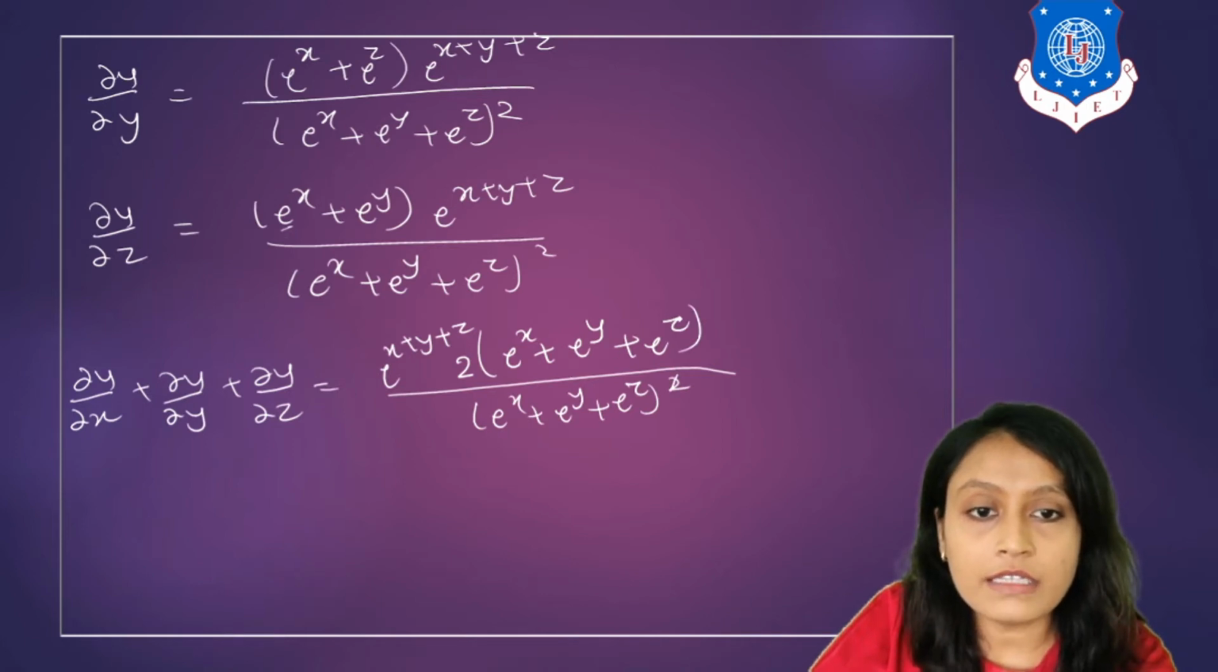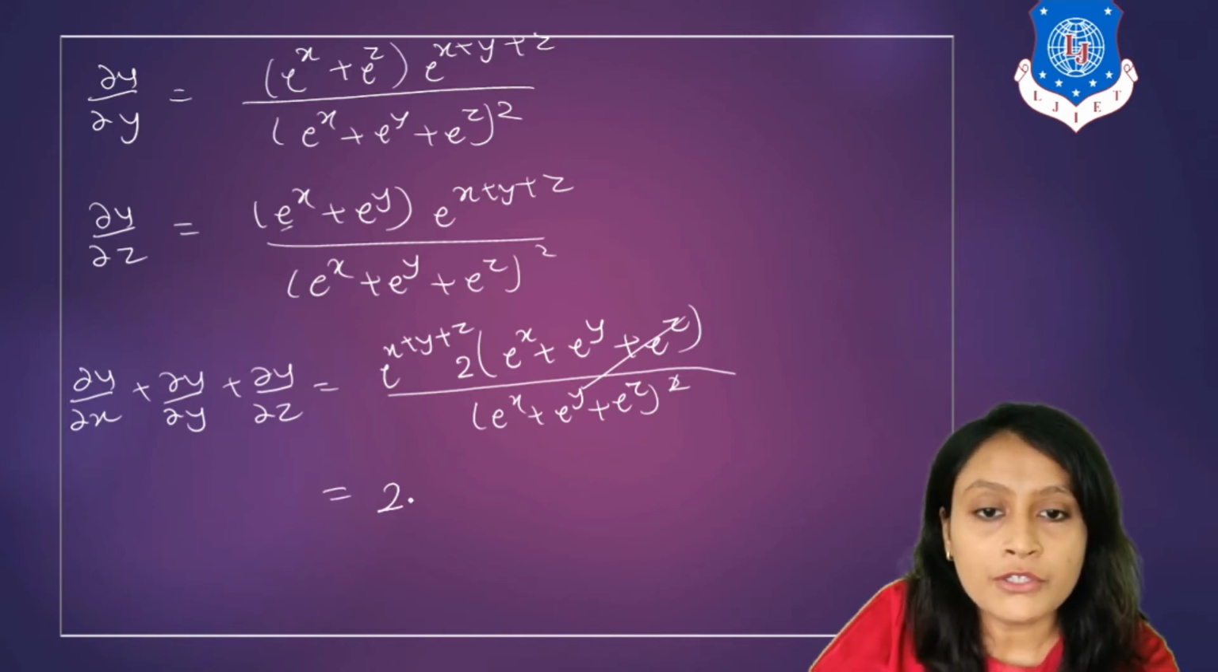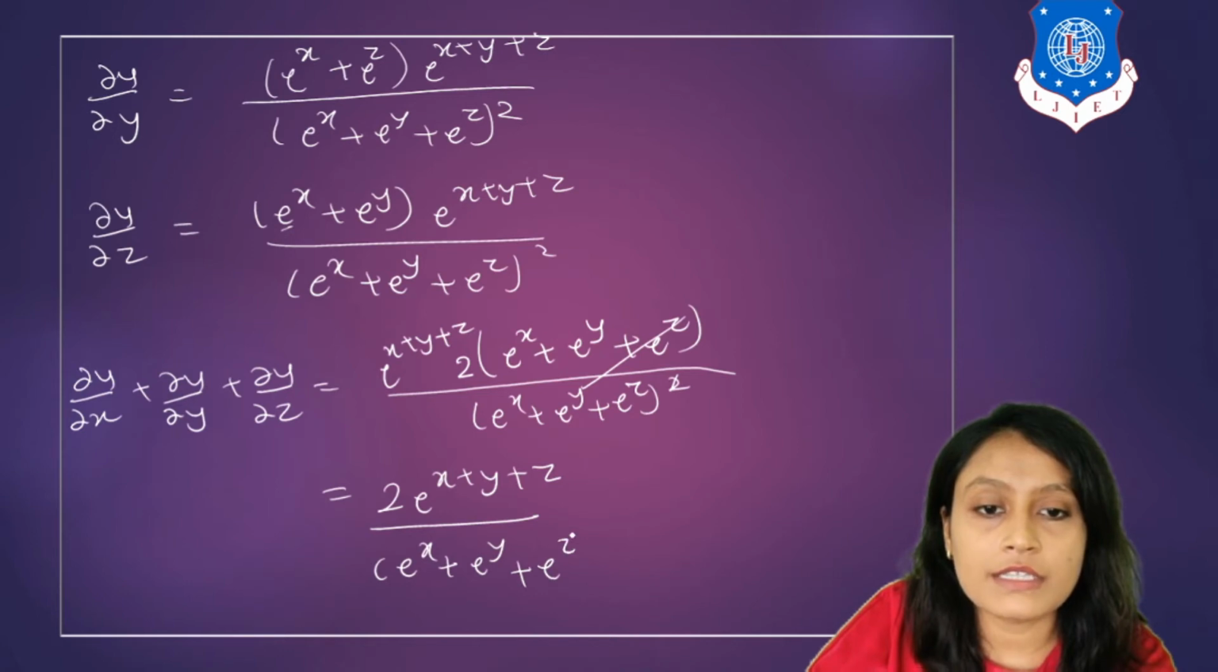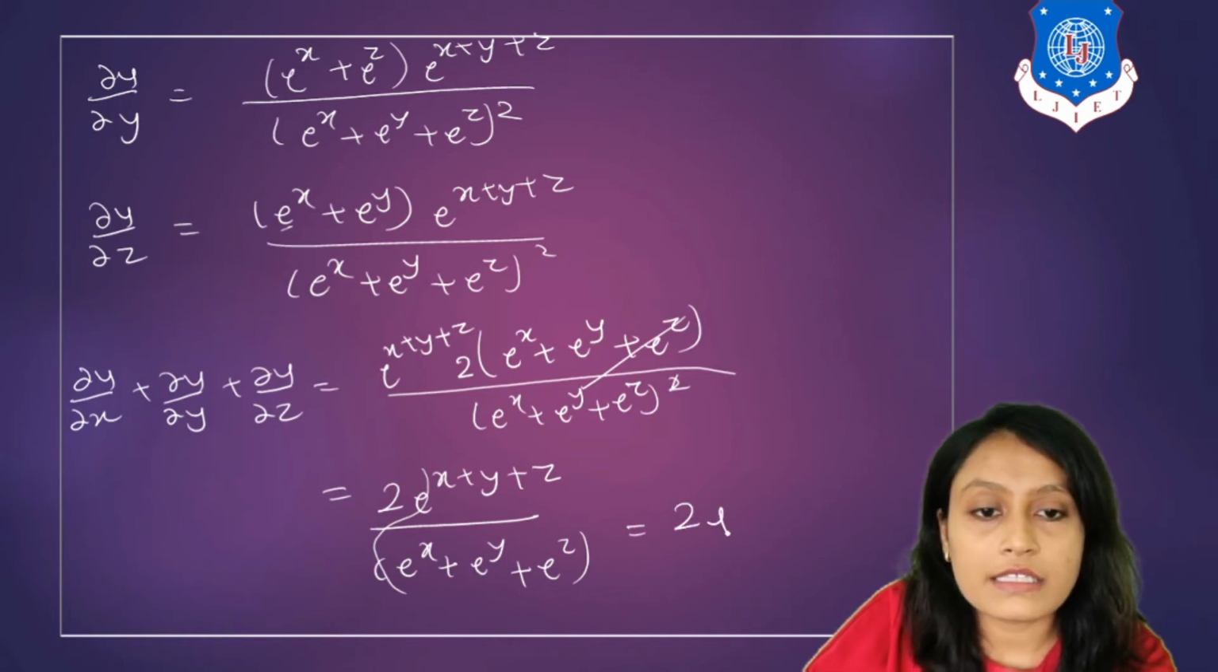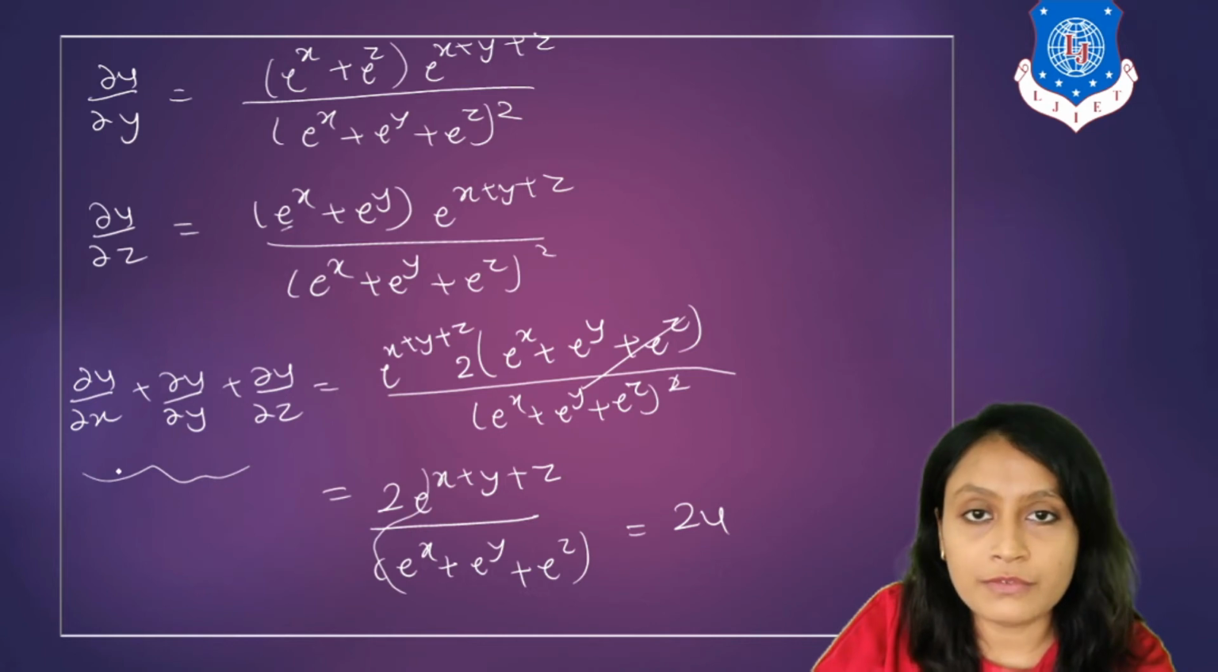Right? This e raised to x plus e raised to y plus e raised to z will get cancelled and what remains is 2 e raised to x plus y plus z upon e raised to x plus e raised to y plus e raised to z. Now you know this is our function u, so we can write this as 2u. Clear? So this is what we want to prove.